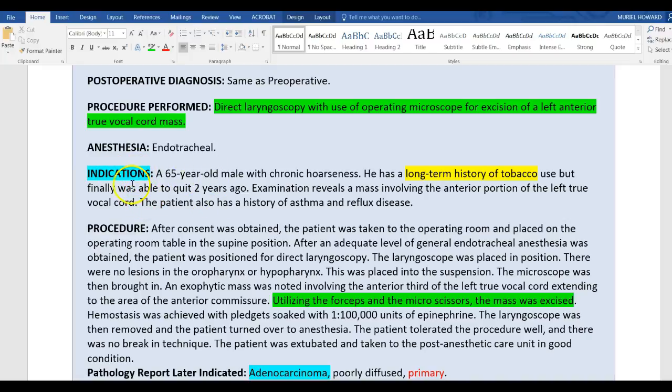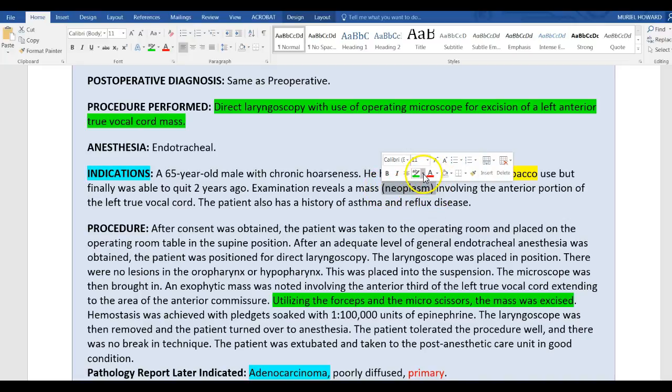So here are the reasons, the indications, why this service had to be rendered today. He's 65 years old, has chronic hoarseness, a long-term history of tobacco use, and he quit smoking 2 years ago. His examination from probably a previous visit revealed a mass or growth or neoplasm or tumor. I'm going to call this neoplasm for my diagnosis purposes. It's just a new growth. I'm just adding that in here.